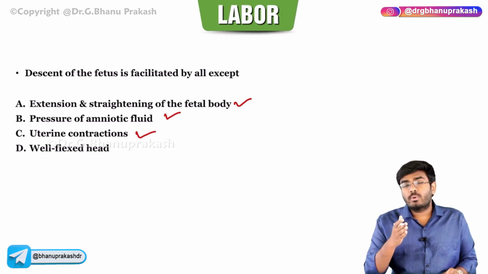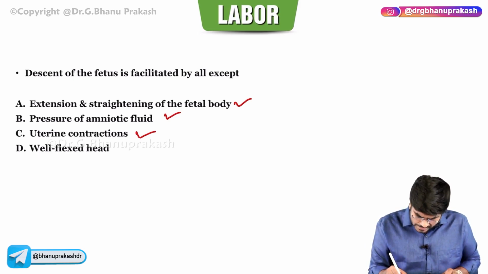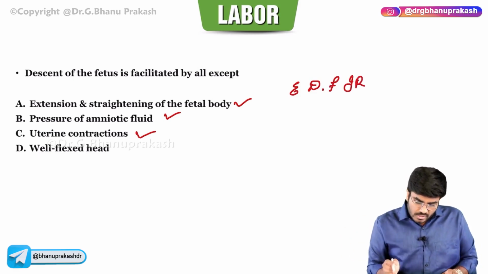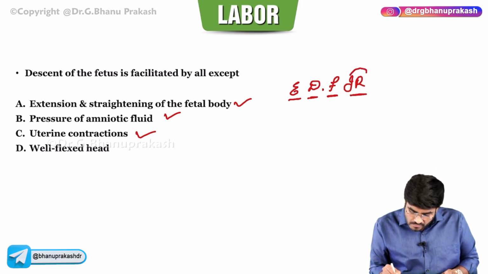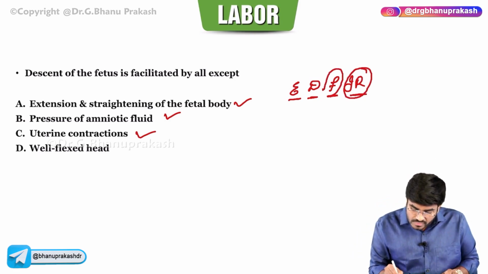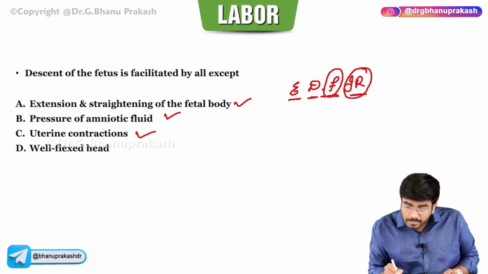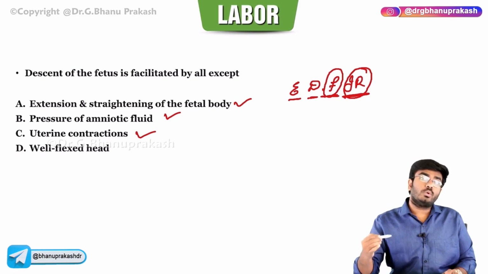When we studied the topic of mechanism of labor, we discussed the order: engagement, descent, flexion, internal rotation. Right? Guys, please concentrate. Engagement is followed by descent, followed by flexion, followed by internal rotation. For the process of internal rotation, you need flexion of the head of the fetus. Flexion is mainly needed for internal rotation to happen.